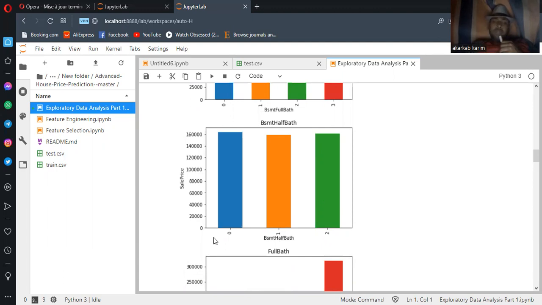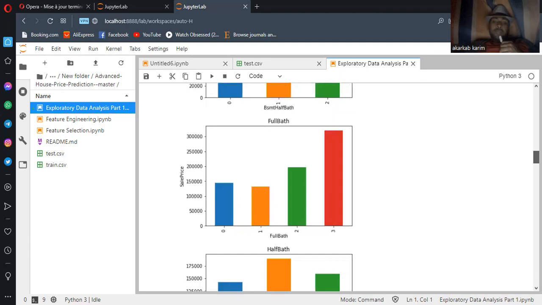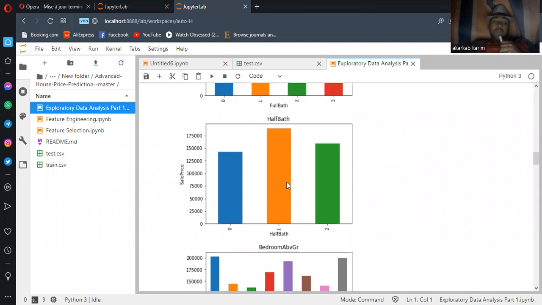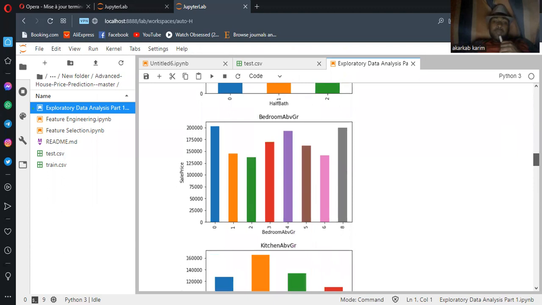We have three colors. That means three values here contribute in this feature. If we look at this full bath, we have five values. The most frequent one is the red one. Also here for half bath, but the other one is not frequent. We have here the bedrooms above ground maybe, the number of bedrooms here. Okay, finally I found something I understand: the number of bedrooms we have in this data set. So if we look, the most frequent one here is zero bedrooms. I don't know why.